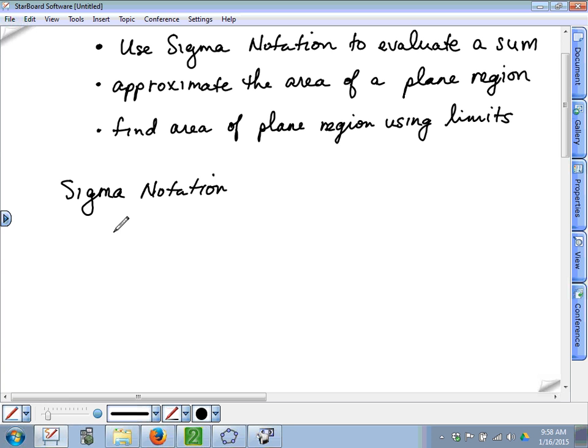Does this look familiar to anybody? This is sigma. Sigma is also called summation notation. It just means you're adding terms. There's a sign for it in the calculator. Write this down.